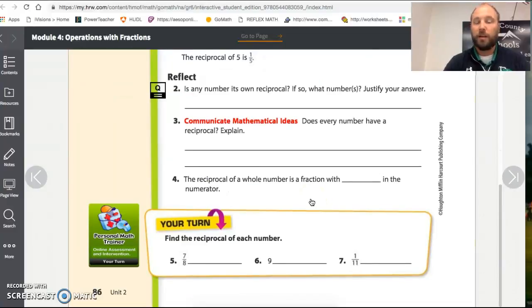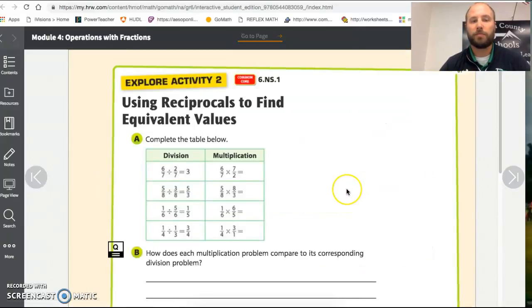So let's try these. Whenever I want you to do something, just pause me, do it, and then hit play again. So take a minute, pause me, and then find the reciprocal, or the flip, of 7/8, 9, and 1 over 11. Do that now. Thanks. All right, moving on. Hopefully on number 5, you got 8 over 7, 1 over 9, and 11 over 1. Okay, hopefully we got that idea. Reciprocals should be pretty easy.